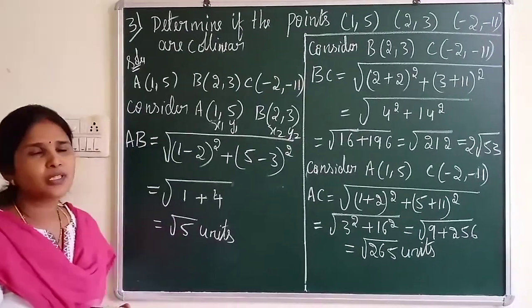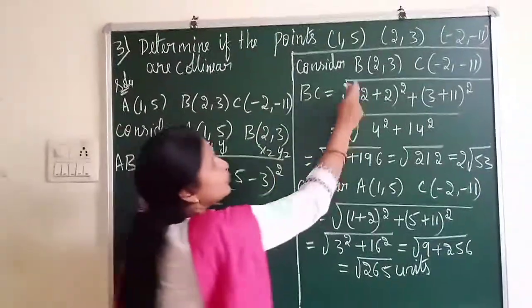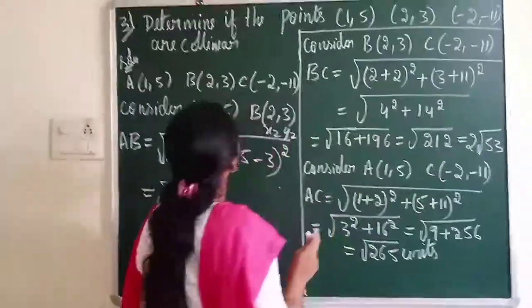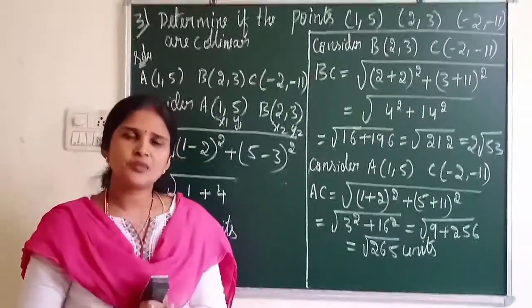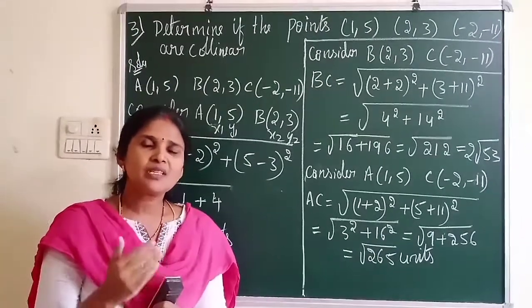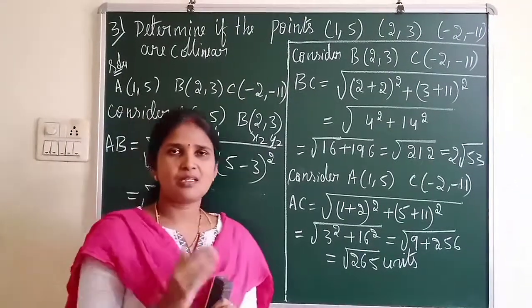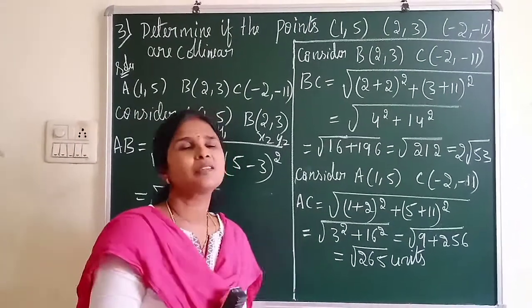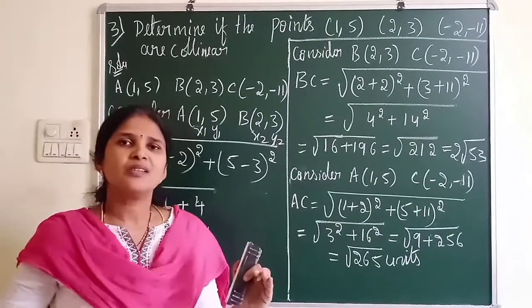Move to the third question. The question says determine if the 3 points given, (1, 5), (2, 3), (-2, -11), are collinear. Just recall what I explained in the last video, that is when we say that 3 points are collinear. When the sum of any 2 sides is equal to the third side, then we can say that these 3 points are collinear, then they will lie on a straight line.